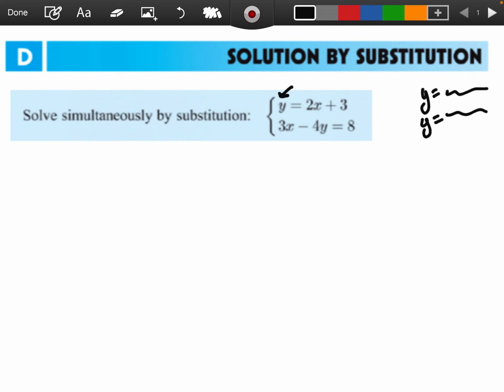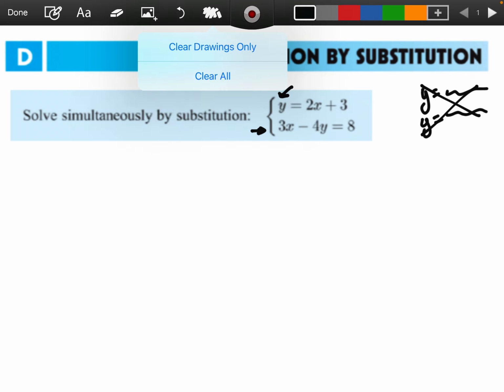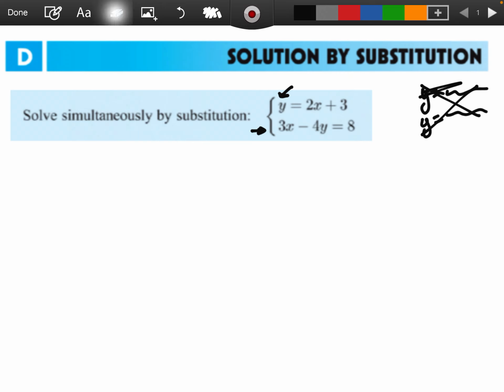If we look at the two equations that we're asked to solve in this particular example, we only have one of those equations that's written as y equals, the other one is not. So that solution method of solving by equating values of y is not going to work, because you don't have both equations written as y equals. So instead, we need a different method. That method is known as substitution.